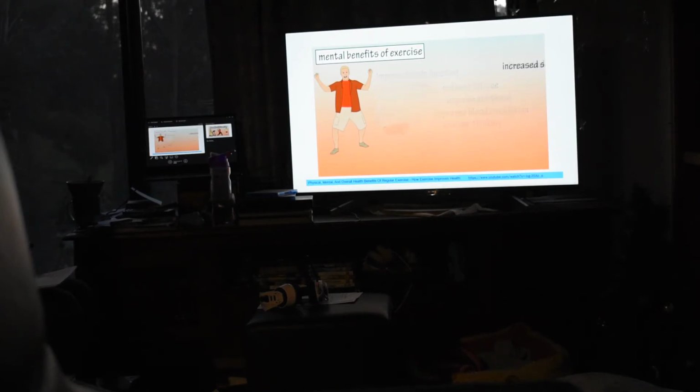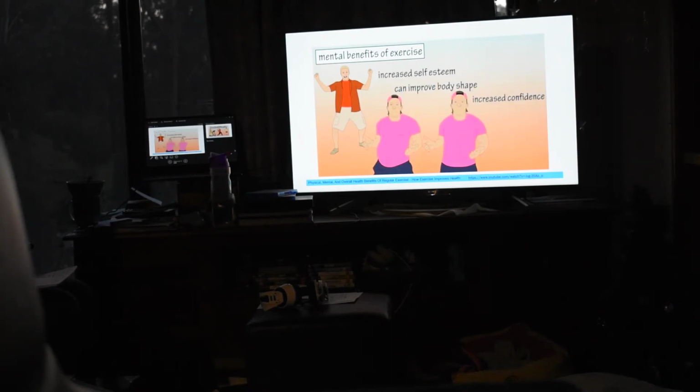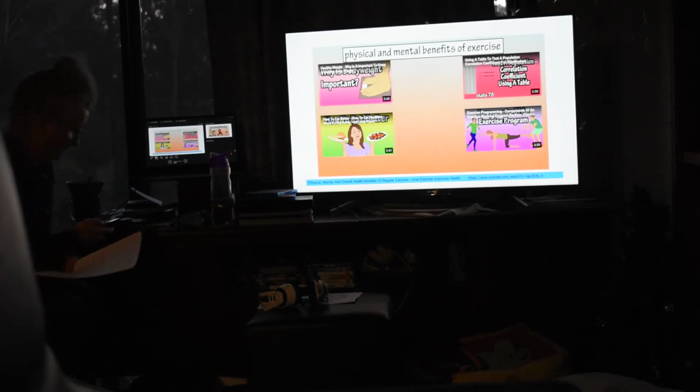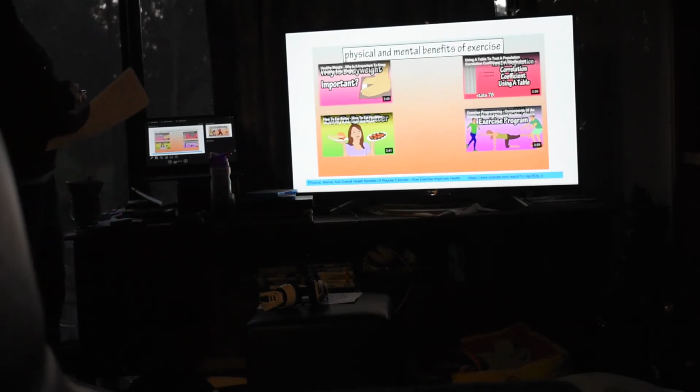Number 4, increased self-esteem. Regular exercise can improve your body shape, increasing your confidence in your appearance, thus increasing your self-esteem. Exercise also promotes a sense of accomplishment, which can increase your confidence in taking on other tasks in your life. And those are some of the major physical and mental benefits of an exercise program.